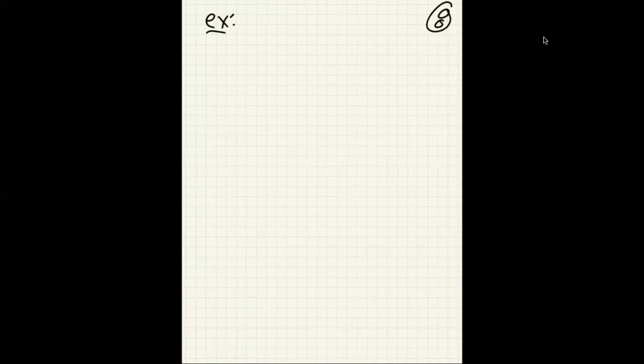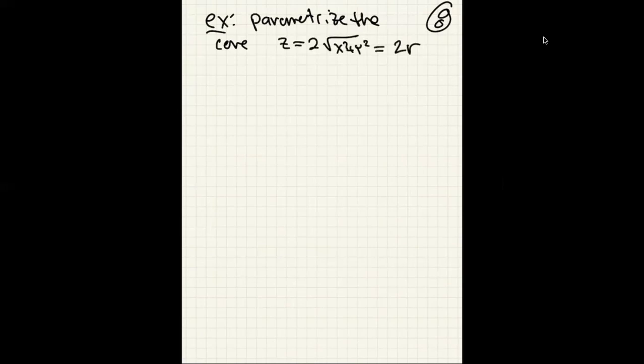parametrize. So now we're going to go the opposite way. We are going to come up with the parametrization for the cone. Parametrize the cone z equals 2 root x squared plus y squared, and this is just z equals 2r. Before we even start parametrizing it, it's rotationally symmetric. Let's draw it in our favorite RZ plane, and I'm going to draw 2r, and that just takes off like this with slope 2. This is z equals 2r.